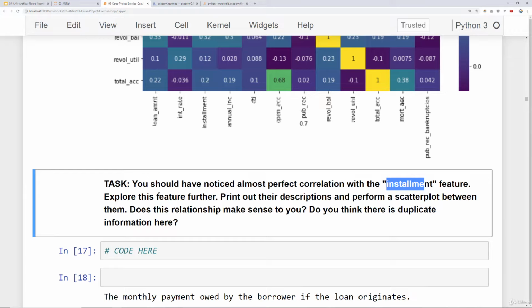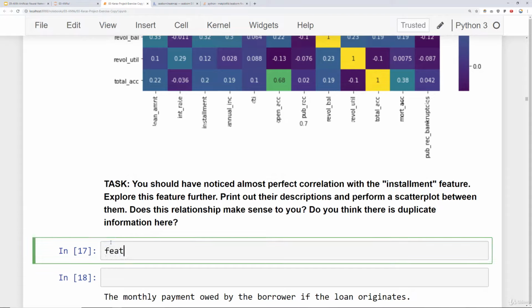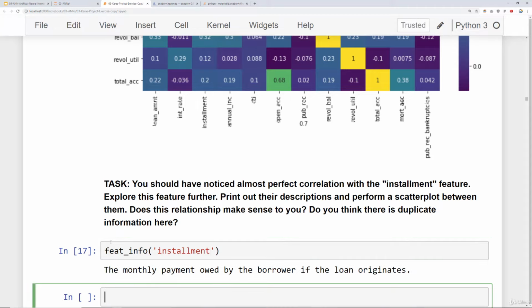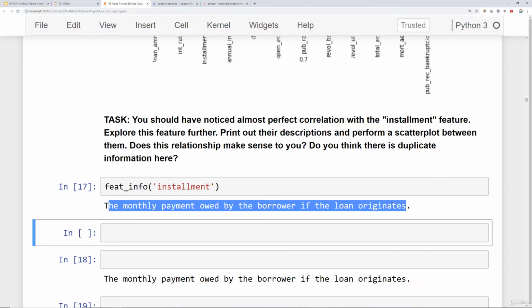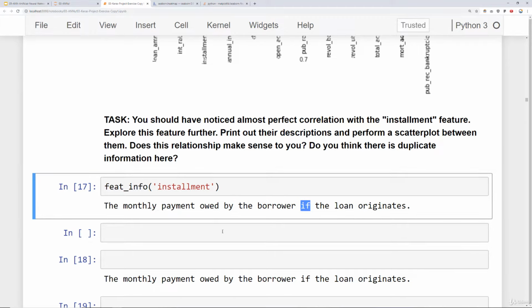We want to make sure that we're not accidentally leaking data from our features into our label. So we always want to make sure that there's not a single feature that is a perfect predictor of the label, because that basically indicates that it's not really a feature, it's probably just some duplicate information that's very similar to the label. So let's go ahead and print that out. We'll say feature information on that installment. We go ahead and run this, and the installment is the monthly payment owed by the borrower if the loan originates. So keyword being if.